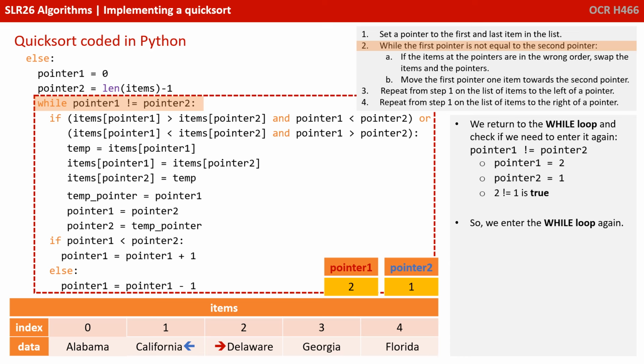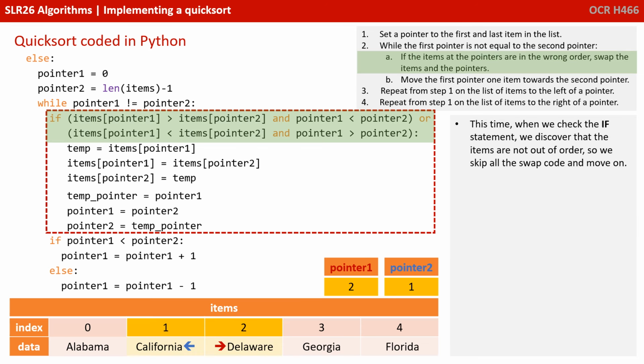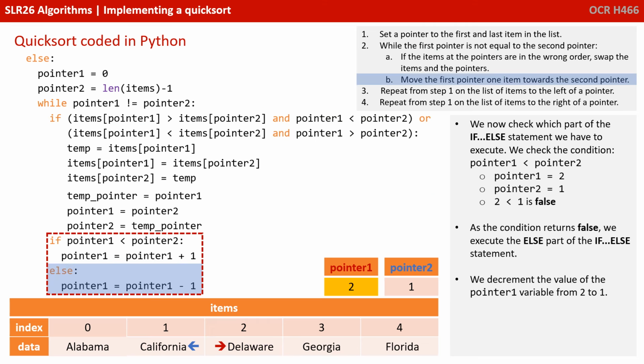We return to the while loop. This time 2 is not equal to 1, so that's still true. So we enter the while loop again. This time, when we check the if statement, we discover that the items are not out of order. So we skip all of the swap code and move on. We now check which part of the if-else statement we have to execute. Pointer 1 less than pointer 2, or 2 is less than 1 is false. So we're going to execute the else section. So we decrement the value of the pointer 1 variable from 2 to 1.